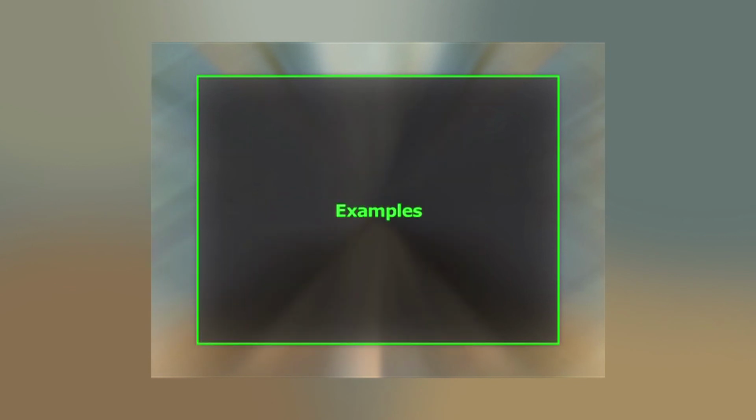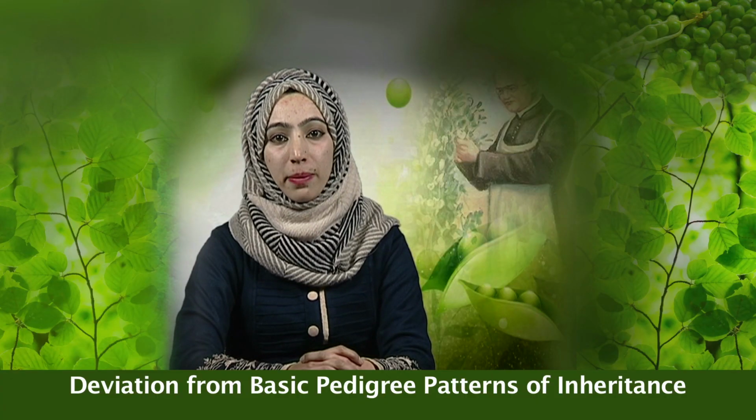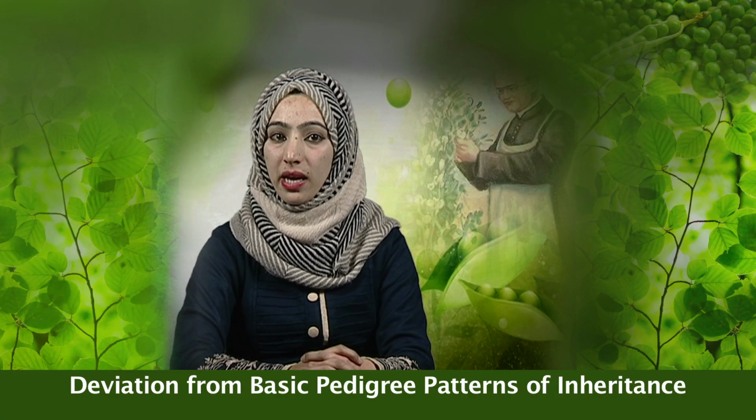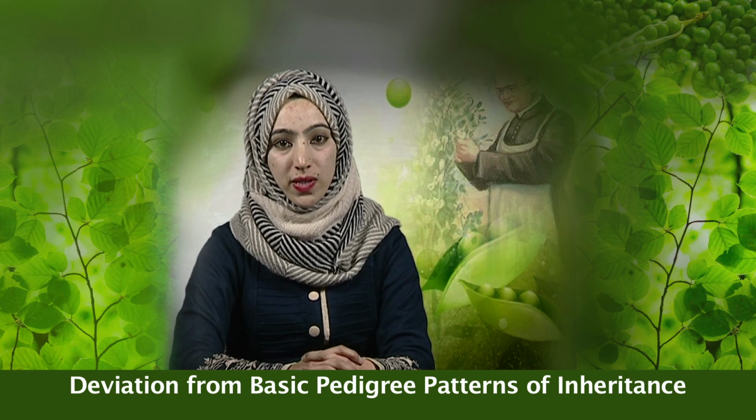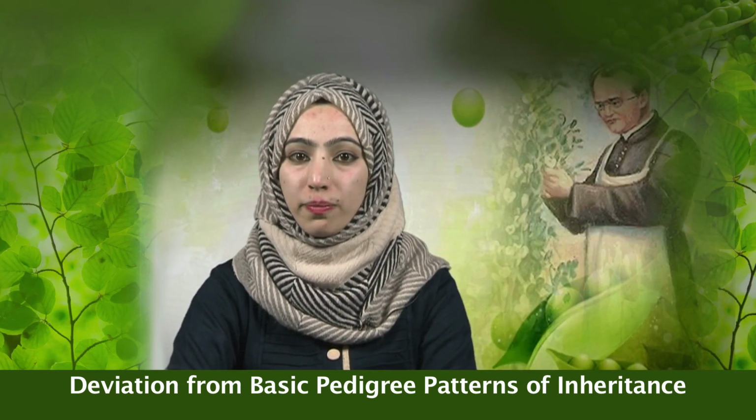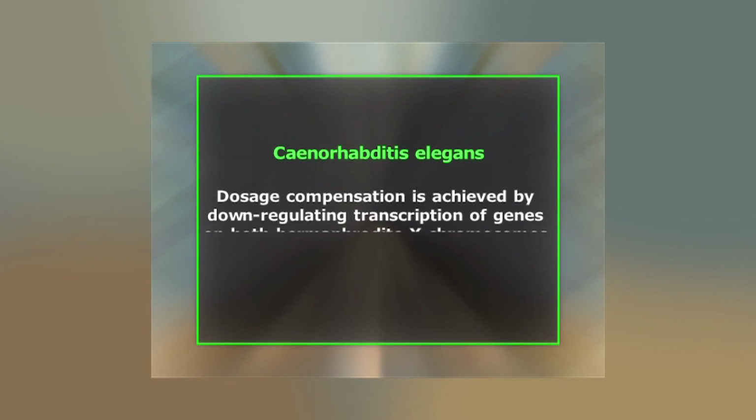Now, let us take a couple of examples. In Drosophila melanogaster, the X chromosome is not inactivated, but both X chromosomes are transcribed in females. Compensation occurs by making the single X chromosome in males hyperactive. As a result, the level of transcription of the genes carried by the X chromosome is the same in both sexes. It is mediated by the products of male-specific lethal genes. In C. elegans, dosage compensation is achieved by downregulating transcription of genes on both hermaphrodite X chromosomes.